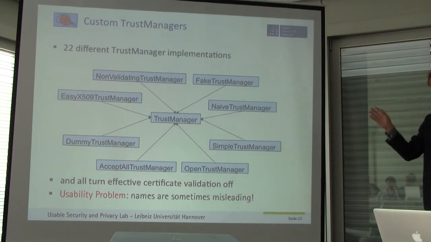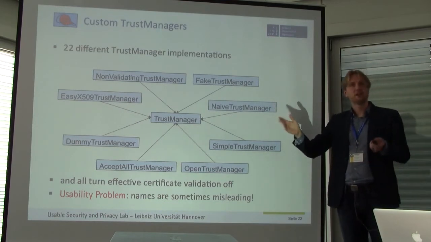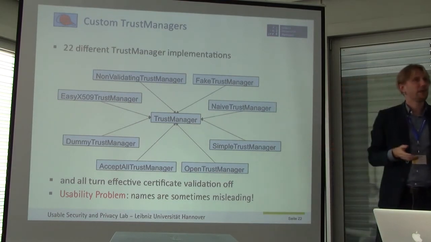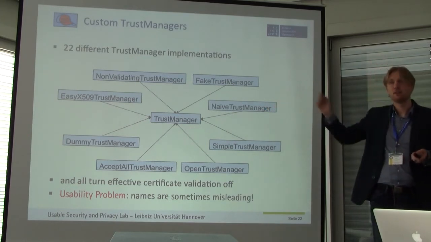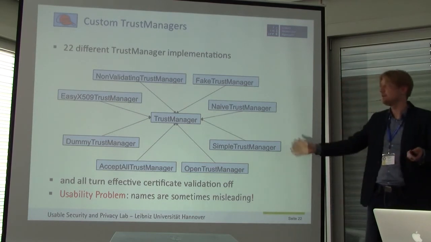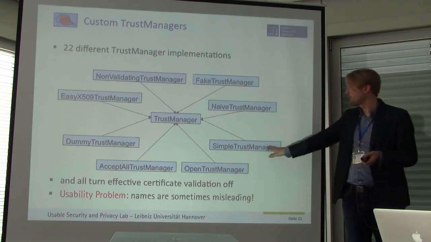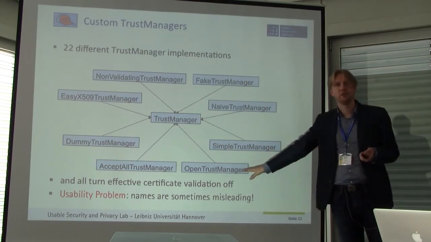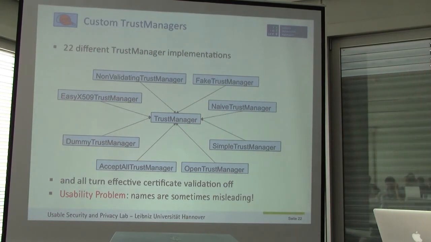But again, there are some which are fairly dangerous. The easy X509 trust manager does sound like something quite pleasant. I mean, X509 is complicated, it's annoying, and this one makes it easy. So that's something you might want to use, and if you don't check, you will not see that, in effect, this turns off validation. Also, the simple trust manager or the open trust manager are names which don't necessarily raise any flags if you're using them.